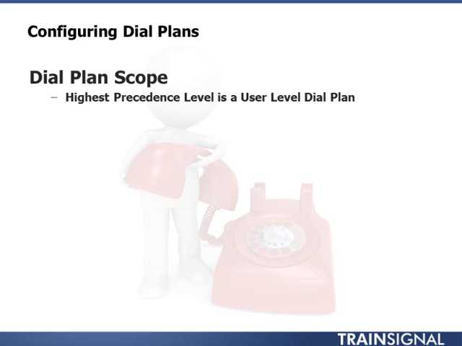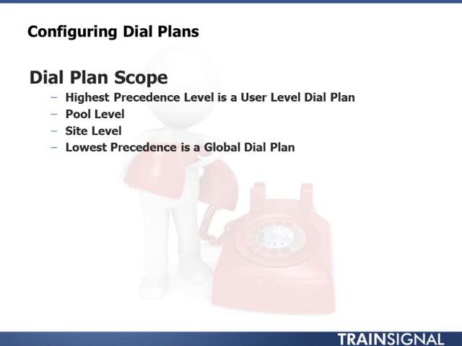Now, if you don't have a dial plan applied to you as a user directly, we then look at the pool level. And if you don't have one at the pool level, your next choice would be site level. And the last case scenario, the lowest precedence, will be global. So if you don't have a dial plan applied at the user, the pool, or the site level, you get the settings from the global dial plan.